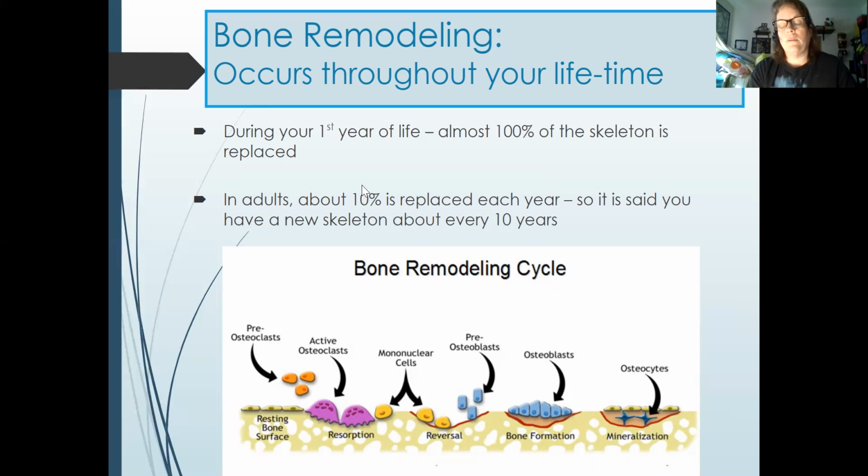In adults, they say about 10% is replaced each year. And again, that has to do with that whole homeostatic balancing out of blood calcium and the calcium in the skeleton. So they said you have a new skeleton, if you want to look at it this way, about every 10 years. This is just a picture showing some active osteoclasts removing some of the calcium and releasing it. And then down here, you have the osteoblasts that are coming in and reforming bone.